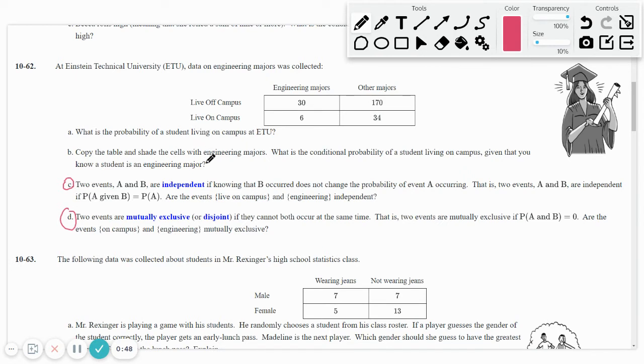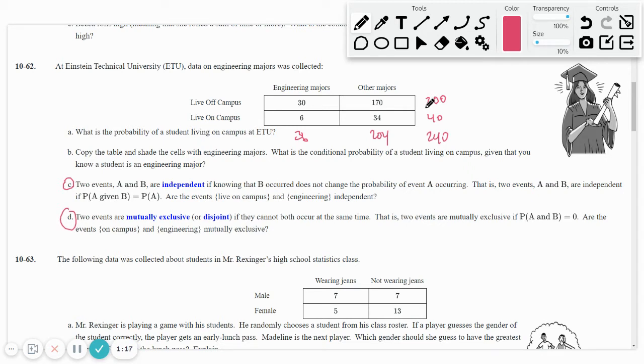So it says, what is the probability of a student living on campus at ETU? To fill out a two-way table, all we need to do is add the rows together and then add the columns together, and that should get our total amount of students at ETU. So we have 200 students that live off campus and 40 students that live on campus. So in total, we have 240 students. Just to make sure we're adding everything else, we have 36 here and then 204 here. So everything does add up.